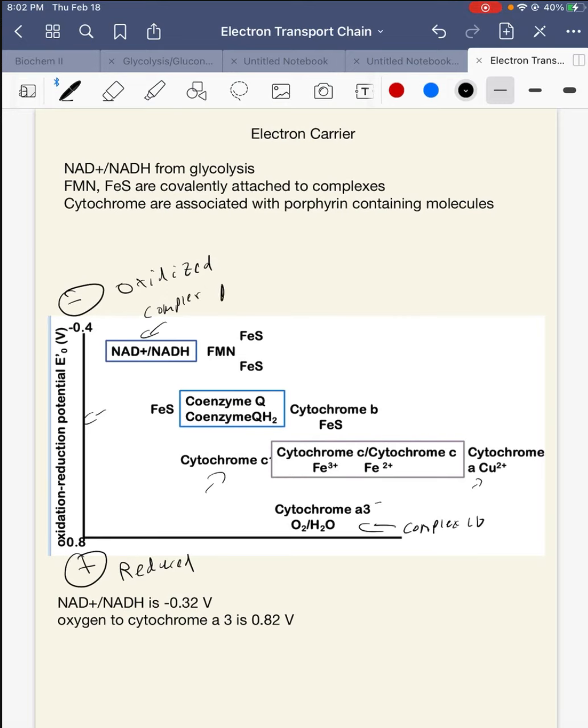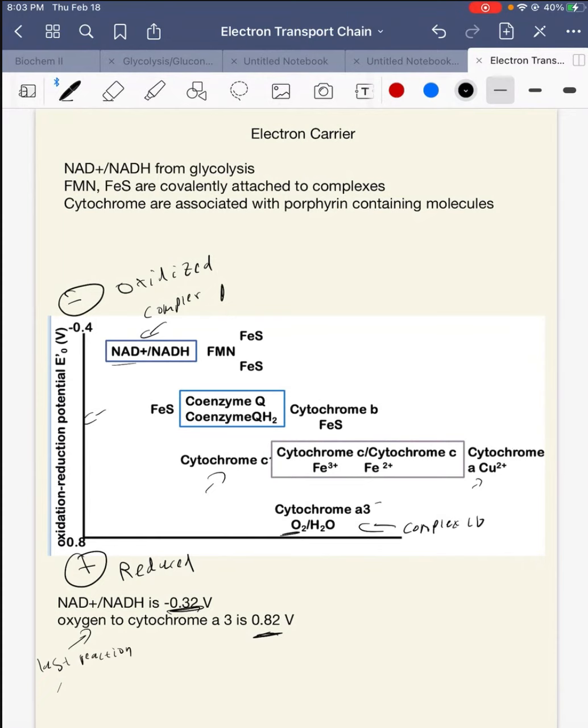So we'll see that as we go into the electron transport chain, the thing that we're giving electrons to has a more positive reduction potential, because it needs to be the thing that's getting reduced. That's why oxygen has the highest reduction potential, and NAD and NADH, which is what started the electron transport chain, has the lowest reduction potential. I also listed the values here. Oxygen to cytochrome A3 is the last reaction.